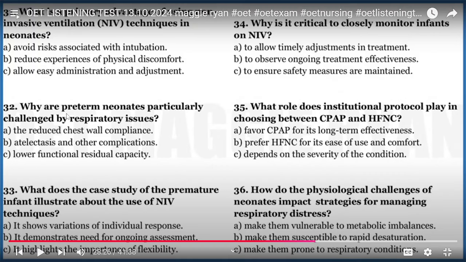So you can hear just now they have mentioned lower functional residual capacity. They are clearly mentioning that preterm neonates particularly face challenges. They have different structures, and they also have a high chest wall compliance, which means they don't have less. Okay, reduce means less, right? They don't have less, instead they have a high chest wall compliance, which is the wrong answer. And then they are talking about lower functional residual capacity, exactly as they use it. Now we'll see whether they are saying this B or not. We'll listen again.